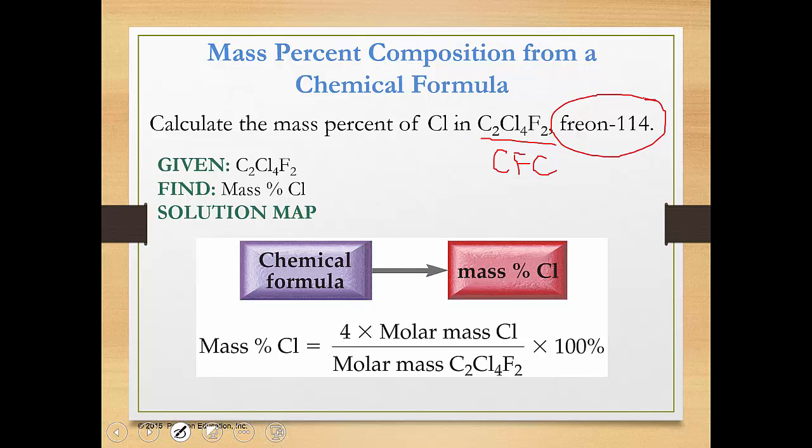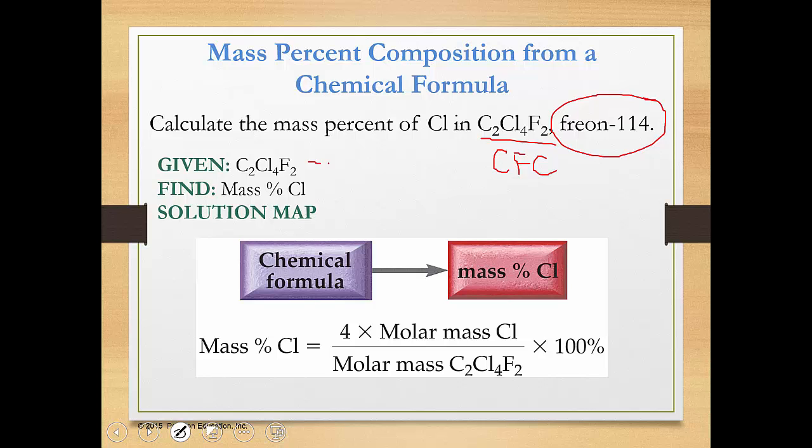Now there are several different kinds of Freon. There's a Freon 112, there's I think a 111. They're different formula numbers, but this one, 114, that we're looking at, we want to know the mass percent of chlorine in this particular molecule. So we've changed it just a little bit.